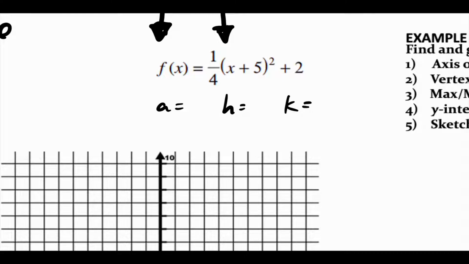So what is A going to be for this guy? 1/4. It's a fraction. H. What is H going to be? -5. H lies. H is a liar. So make sure it's -5, and then K tells the truth. +2.